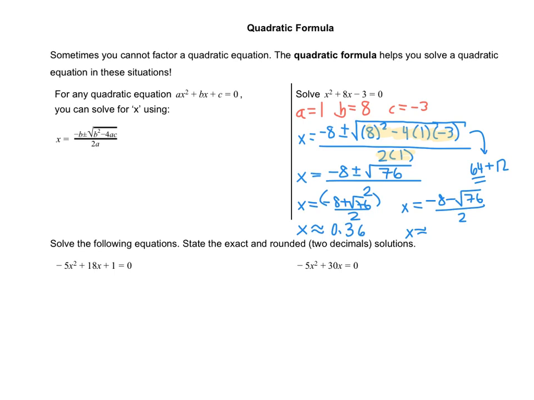And then again, pause the video here and do the same thing for the other one, except this time it's going to be negative 8 minus the square root of 76 in brackets divided by 2. And you need the brackets there because you want the divided by 2 to happen at the very end. So go ahead and pause and then come back. So hopefully you got negative 8.36. And those would be your two x-intercepts or solutions.